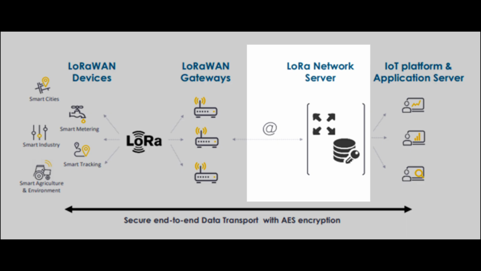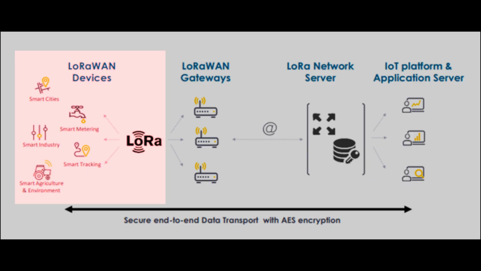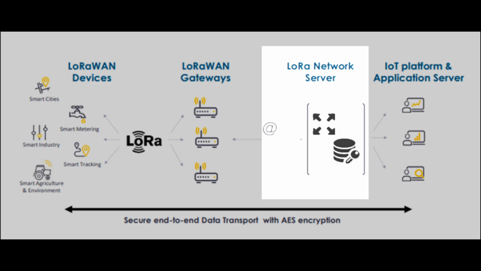LNS is the central manager of this whole architecture. It manages the communication and configuration of LoRaWAN devices within the network. It handles tasks such as device registration, activation, and authentication. It routes data packets received from LoRaWAN devices to the appropriate application servers. It also handles other major tasks such as security, QoS, scalability, and monitoring.